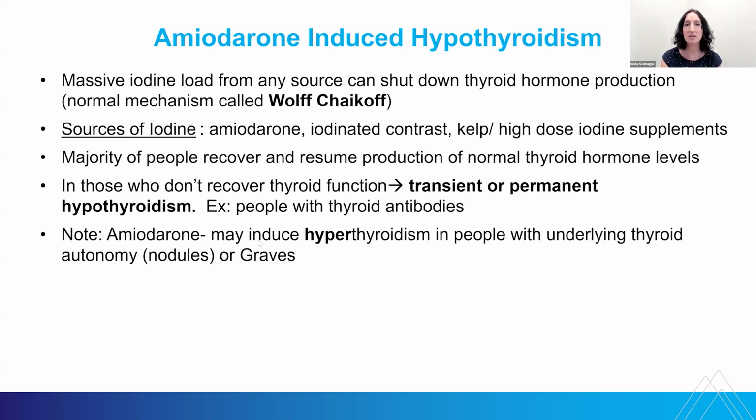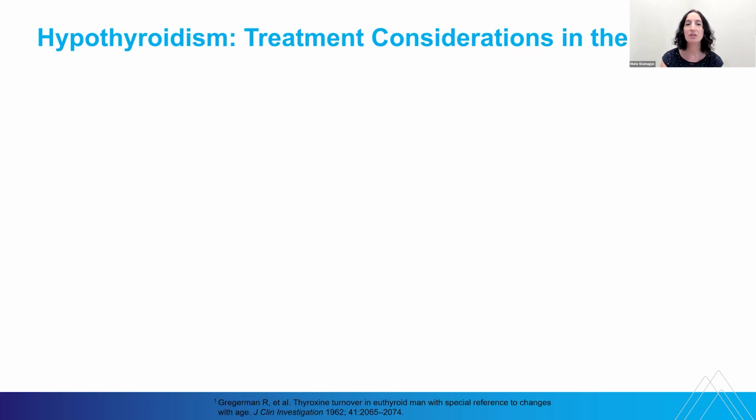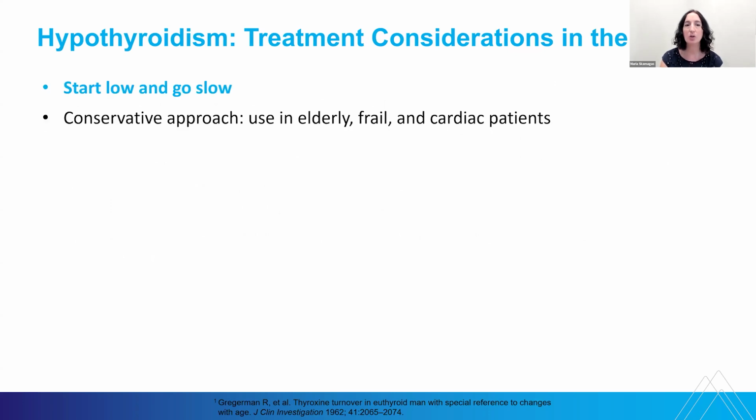Amiodarone may also, aside from hypothyroidism, induce hyperthyroidism if somebody has underlying thyroid autonomy in the form of a multinodular goiter or Graves' hyperthyroidism. So treatment considerations of hypothyroidism in the elderly: we want to start low and go slow in people who are frail, who have low body mass index, cardiac patients. We don't want to necessarily take a weight-based dose.